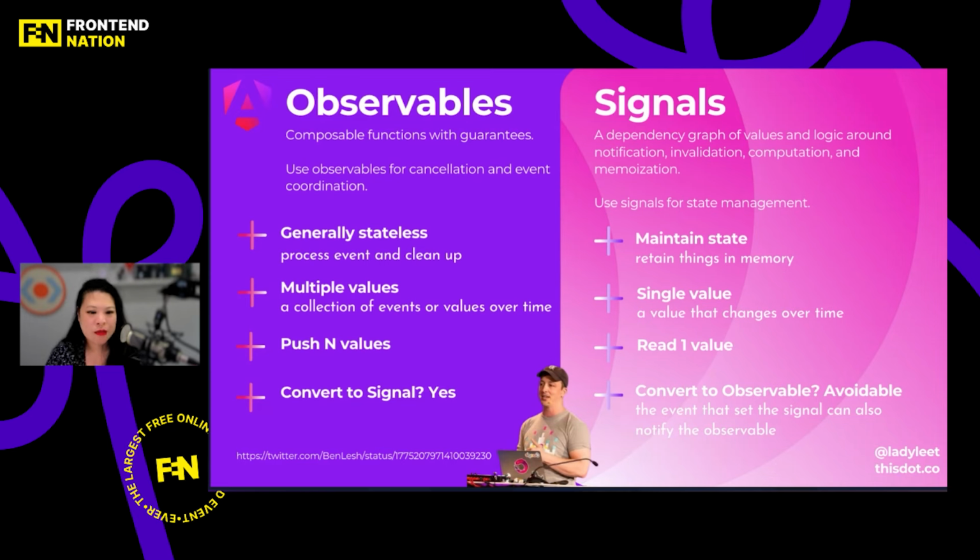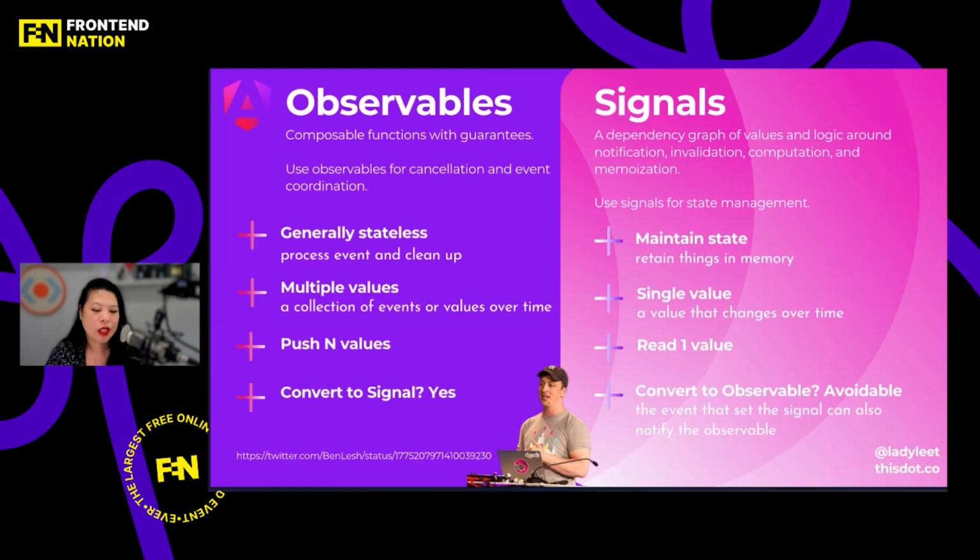But basically, observables are just composable functions with guarantees, right? So you can use this for cancellation and event coordination. Previously, a lot of people were using observables for state management, but now with signals, it's recommended to use signals for state management instead. Observables are generally stateless. They have multiple values. Signals maintain state and they have a single value. With observables, you push n values. With signals, you read one value.